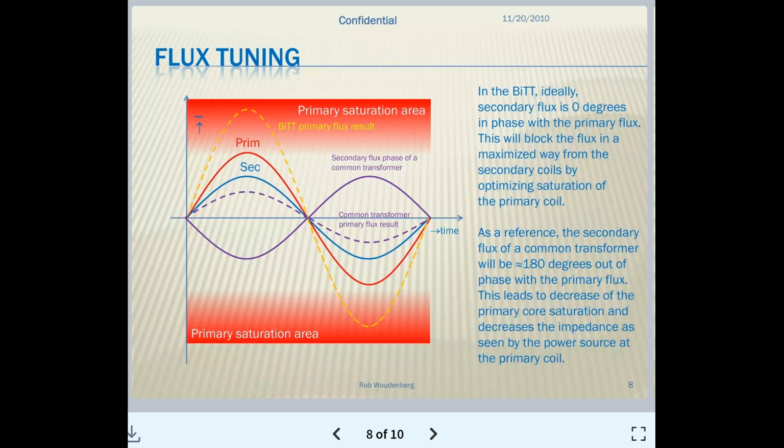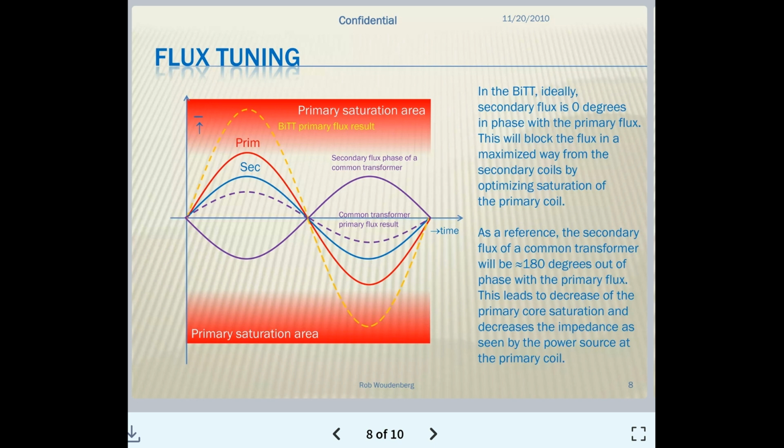Primary coil, sector 2 coil, sector 1 coil. Confidential, November 20, 2010. 7 core. Rob Laudenberg. Primary saturation area, flux tuning. November 20, 2010, confidential. 8 in the bit. Ideally, secondary flux is 0 degrees in phase with the primary flux. This will block the flux in a maximized way from the secondary coils by optimizing saturation of the primary coil.